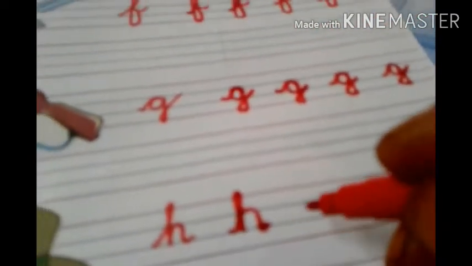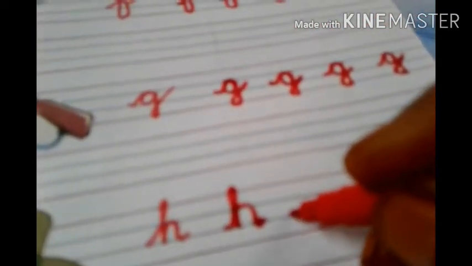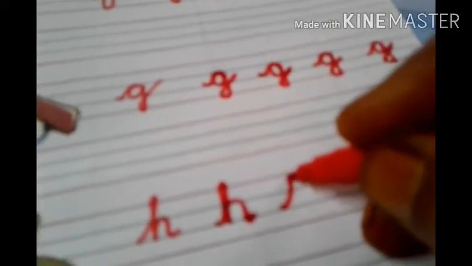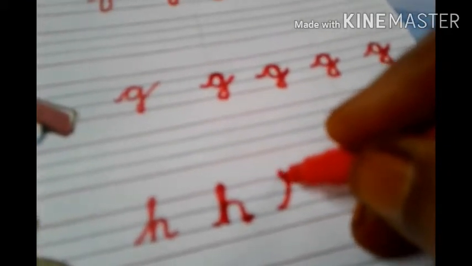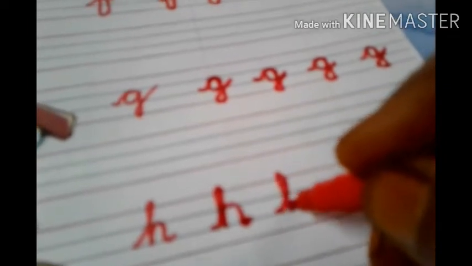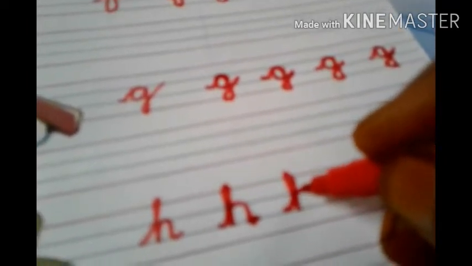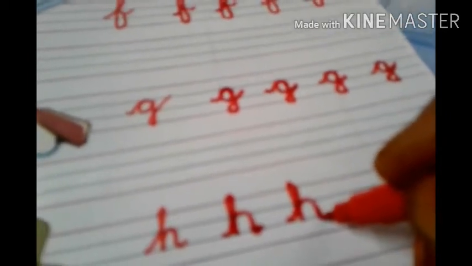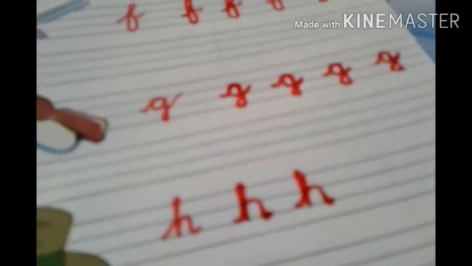Once again you will see. Place a pencil at the third line. Go up to the top line. Turn left. Come down. Go again to the second line. Make a curve. Come back to the third line. Make a small curve. This makes letter H. H for hen. H for hen.